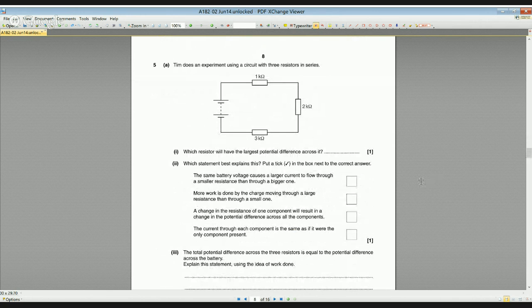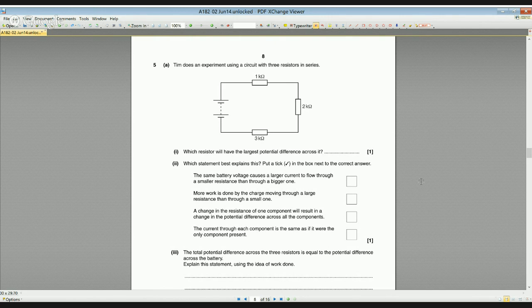Question number 5. Tim does an experiment using a circuit with 3 resistors in series. You can see one resistor there with a resistance of 1 kilo ohm, the second resistor with a resistance of 2 kilo ohms, and the third with one of 3 kilo ohms. Which resistor will have the largest potential difference across it?